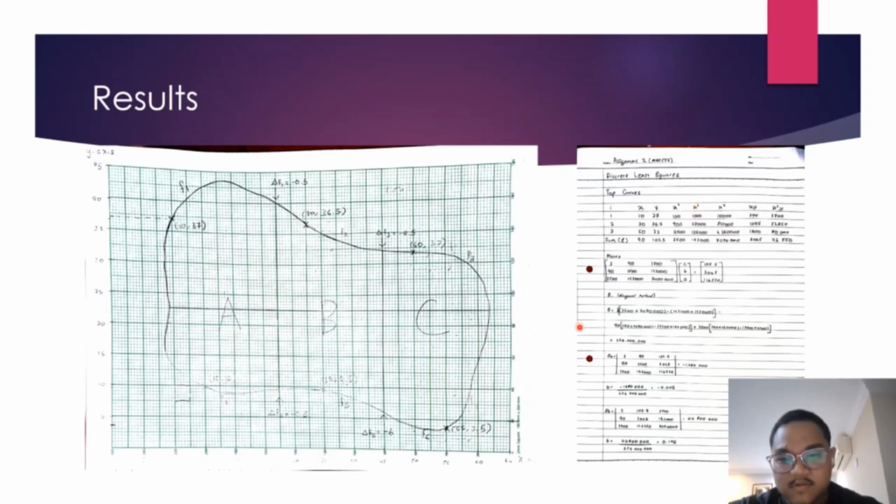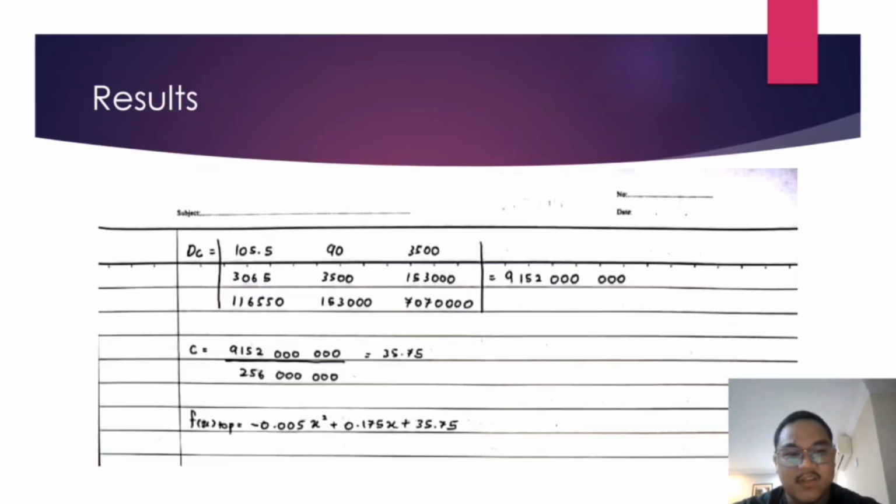So a is negative 0.005, b is 0.175, and finally c is 35.75. After getting all a, b, and c, the f(x) for the top will be negative 0.005x squared plus 0.175x plus 35.75. And now I will pass it to my groupmate.